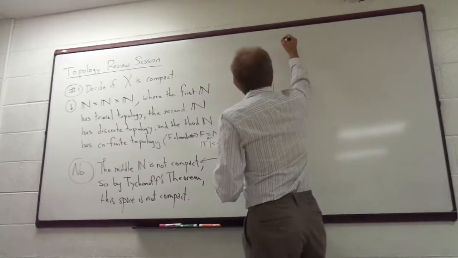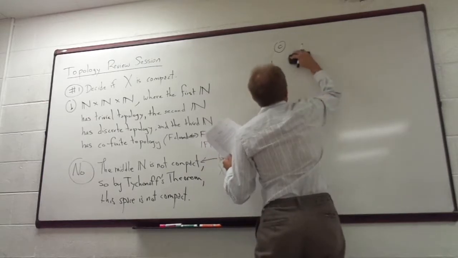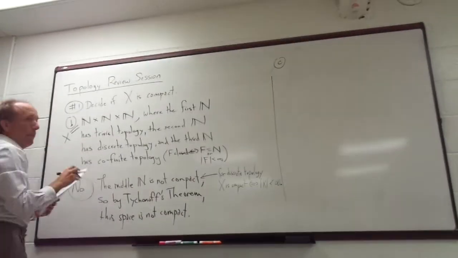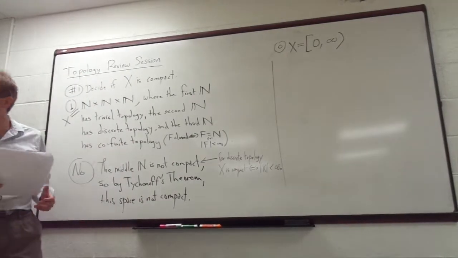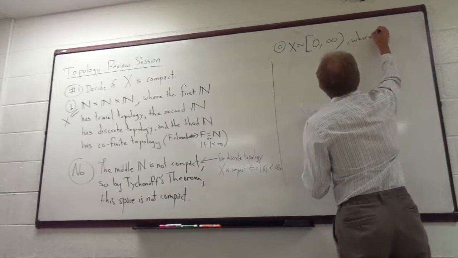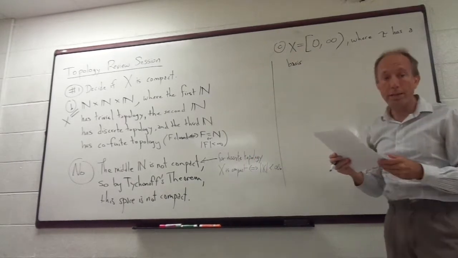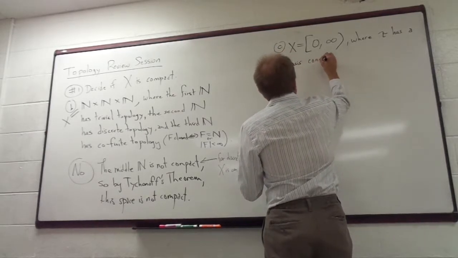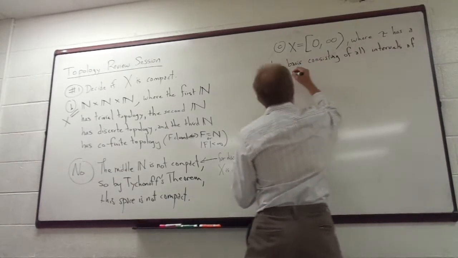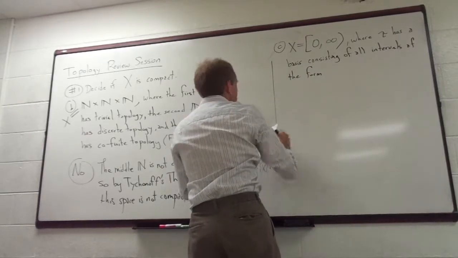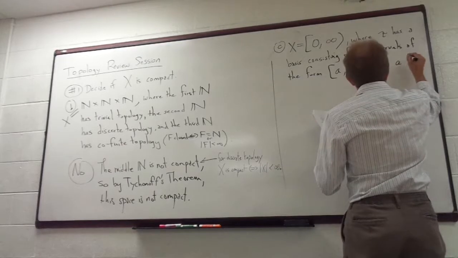Okay, let's do another one. We've done 2 parts. Let's do the third one. Capital X equals, we're going to do half of the real line this time: the interval from 0 to infinity, including 0, where tau has a basis. I'm going to give you the topology by telling you the basis instead. It has a basis consisting of all intervals of the form closed interval a to infinity, where a is greater than or equal to 0.